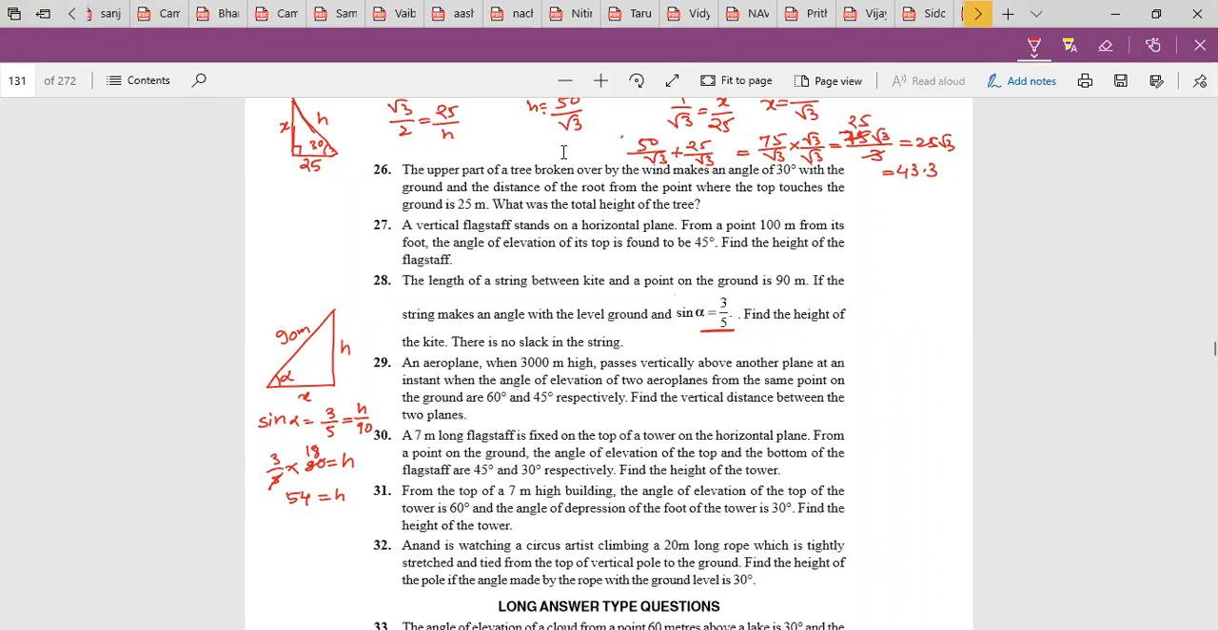The aeroplane question is very important. This 29th one.